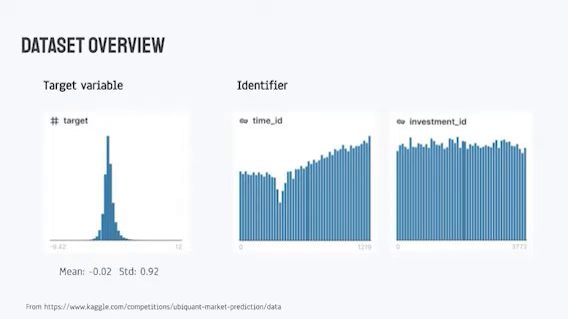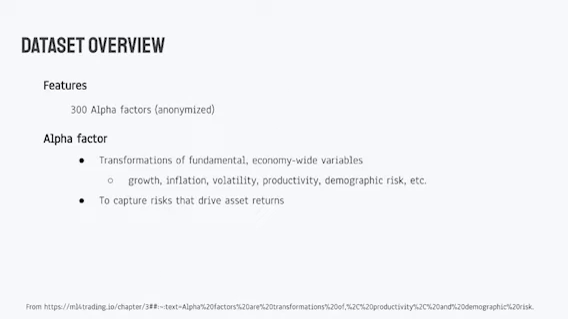The mean of the target variable is nearly 0 and the standard deviation is close to 1. We could reasonably assume that the data has been regularized. As for the identifier, each investment has a balanced amount of data, even though a small fraction of time has less data. Our features are 300 alpha factors, which are anonymized by the company due to some confidential concerns.